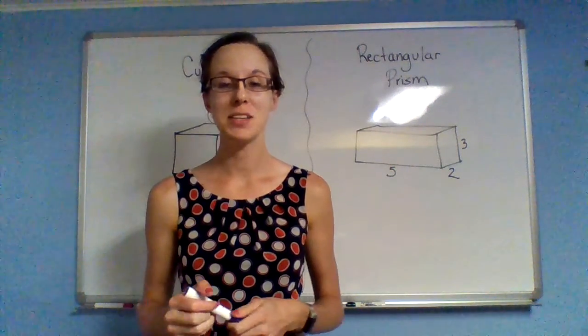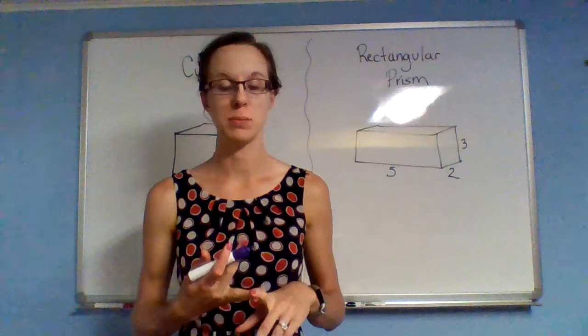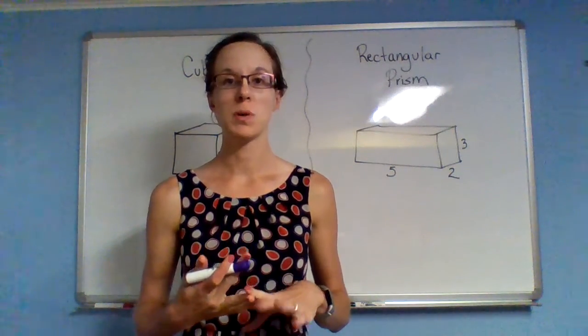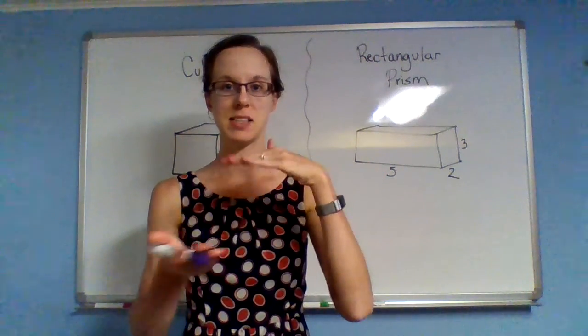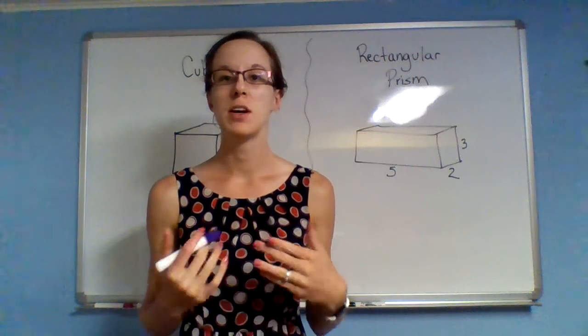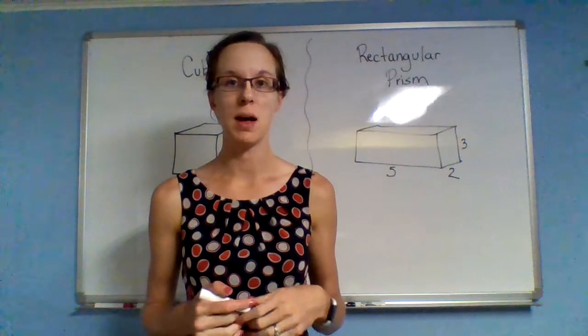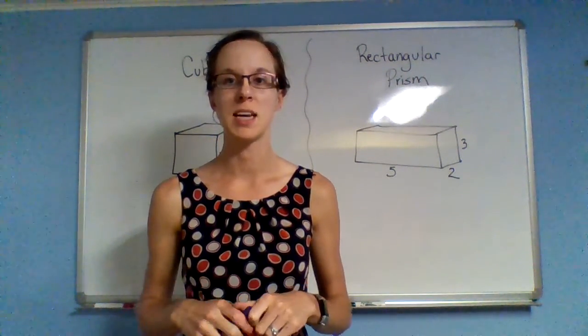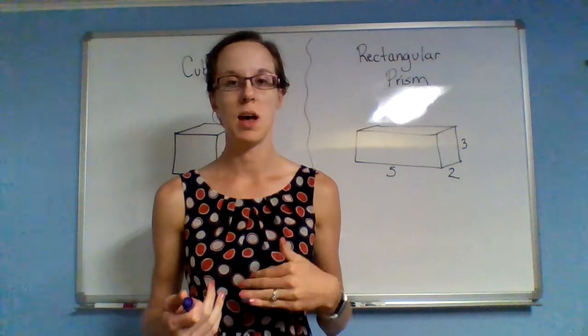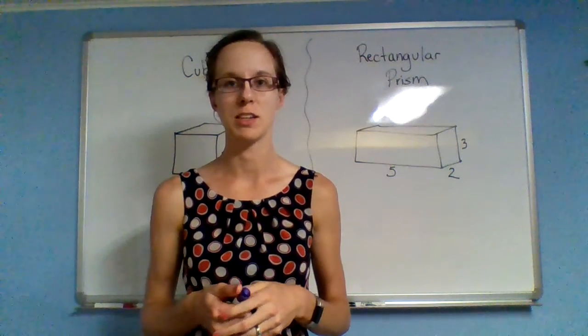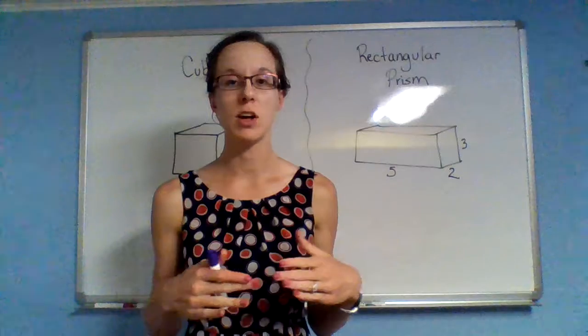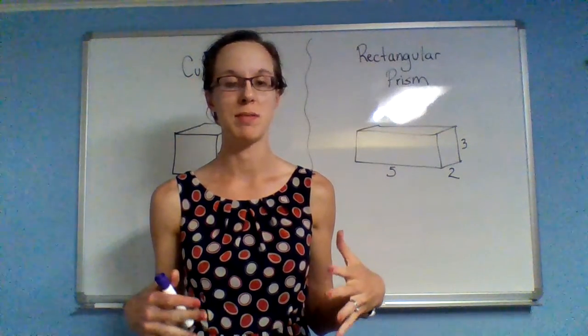Welcome back. Today we're going to talk about surface area and volume. So when we're talking about surface area, we're talking about how much flat space there is on the outside of shapes. You can do surface area with any shape, but today we're going to talk about rectangular prisms and cubes, which are just special cases of rectangular prisms. So in those cases, all the sides of that shape are going to be rectangles.